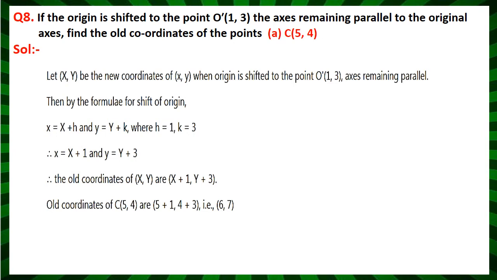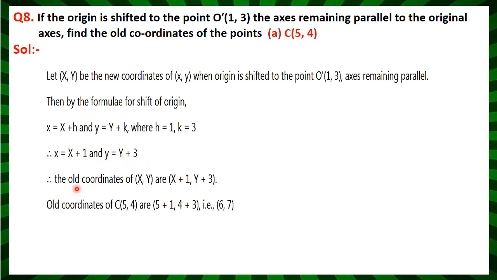Question number 8. If the origin is shifted to the point O dash (1, 3), the axes remaining parallel to the original axes, find the old coordinates of the point C (5, 4). Let (X, Y) be the new coordinates of (x, y) when the origin is shifted to the point O dash (1, 3) and axes remaining parallel. Then by the formula of shift of origin, we have x = X + h and y = Y + k. And we know h and k are given as 1, 3 because of the new origin. So x = X + 1 and y = Y + 3.